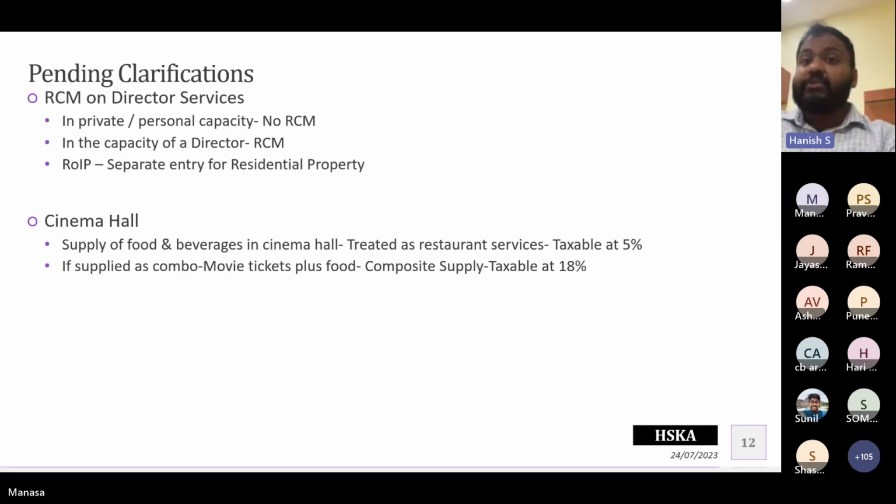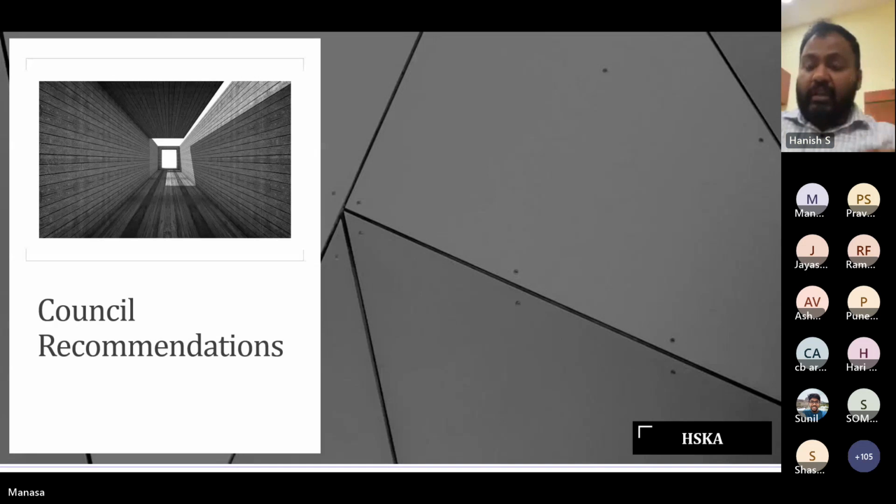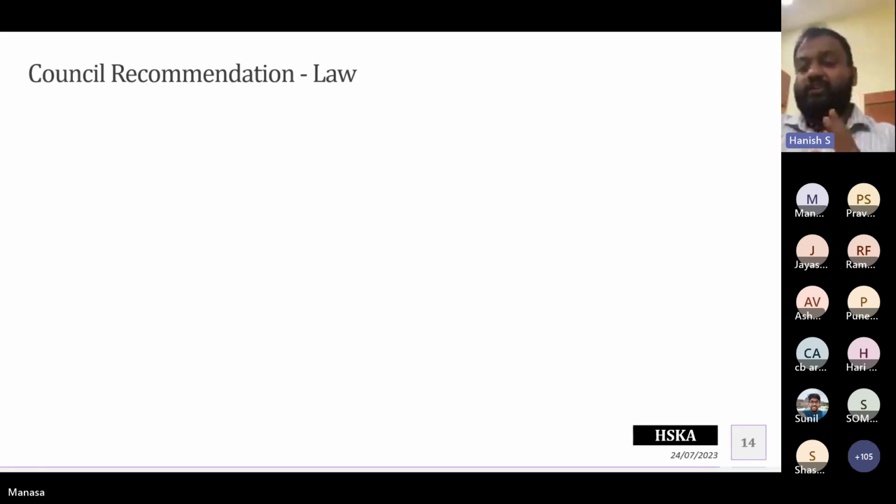Now, where was the issue that supply of food and beverages in cinema should not be treated as restaurant? I am actually not sure as of now, but let's wait for the circular and the logic behind that. Now, these were all relating to circulars, which can be issued by the government immediately. But now let's look at certain recommendations which will require change in either the GST Act itself or in the GST rules or in the GST forms or the notifications.